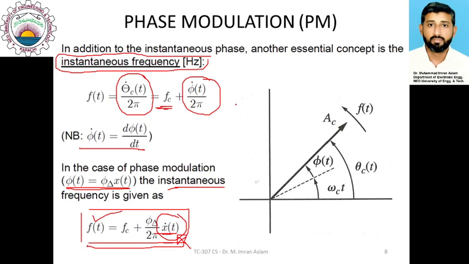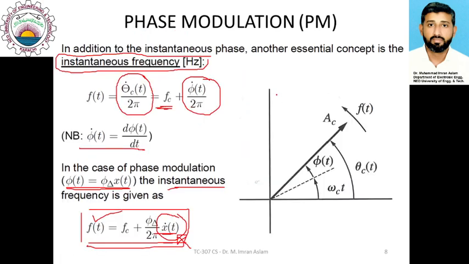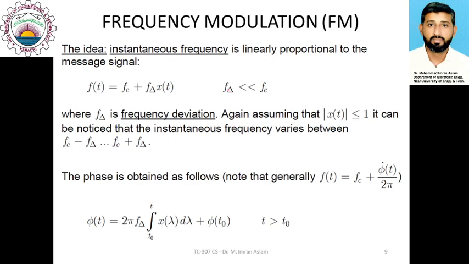So this is the mathematical representation of the phase modulated signal. Let us now move on to the frequency modulated signal. So how can we represent the frequency modulation for a signal?